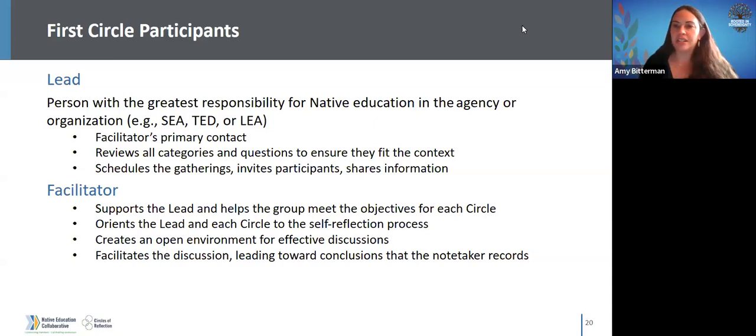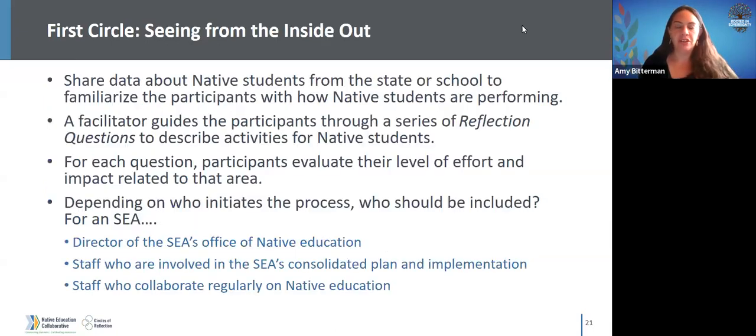Or this question doesn't really apply to us, or we don't want to ask this, or we really want to get at this other thing that's not captured here. Let's add that question. So there's that type of getting ready for the circle, those two or more, sometimes a couple people from the state who are working on getting things started and the invitations.